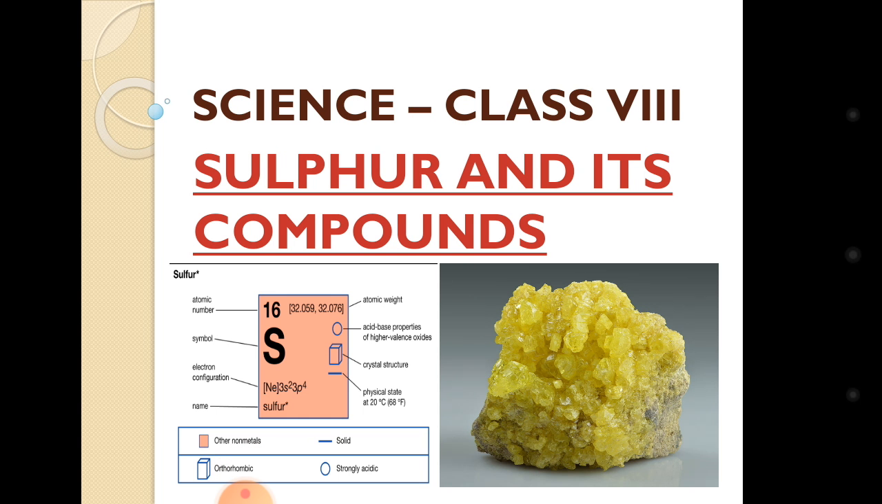Today the topic which I am covering is called sulfur and its compounds. It belongs to the chemistry section and you have to complete your work in that section. Sulfur is an element which has atomic number 16. It is found abundantly in the earth's crust, and we use sulfur in many different ways. In this chapter we will mainly discuss the extraction and the types of sulfur.